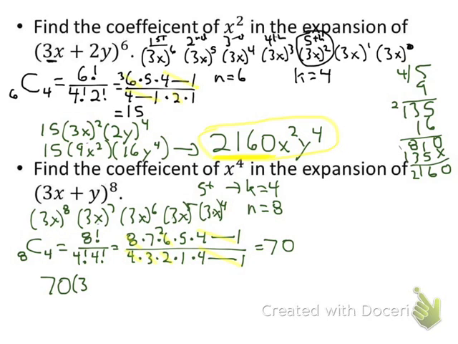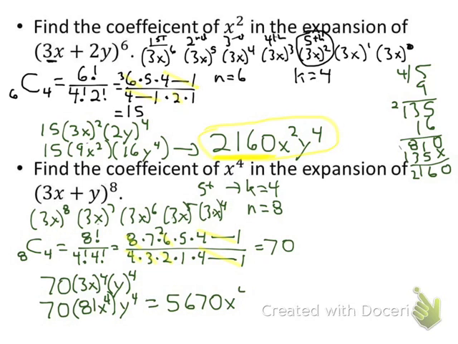Then it's going to be 3x to the fourth. And then if x is to the fourth, that means y would be to the fourth because it adds to 8. We get 70 times 3 to the fourth, which is 81. x to the fourth, y to the fourth, and now 70 times 81 is 5,670, x to the fourth, y to the fourth. And our coefficient is 5,670.